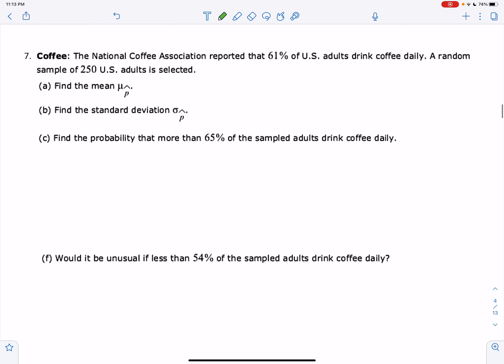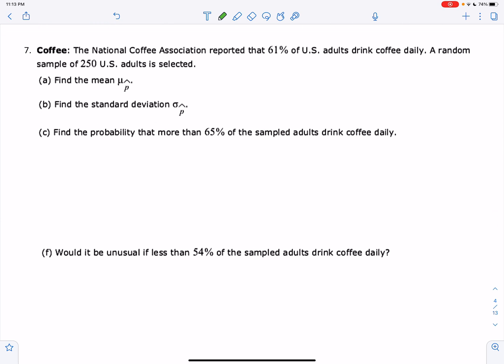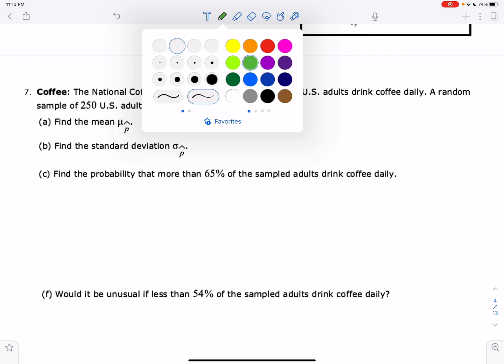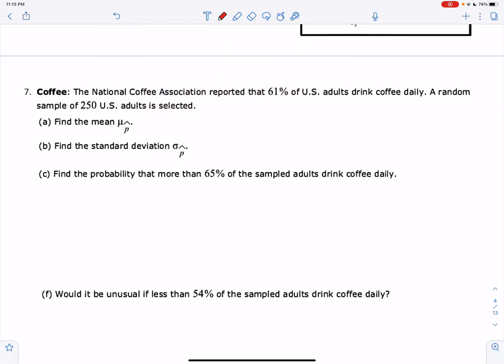All right. Let's take a look at another one. Coffee. The National Coffee Association reported that 61% of U.S. adult drinkers, 61% of U.S. adults drink coffee daily. A random sample of 250 U.S. adults is selected. Something to note here is that they're saying the National Coffee Association reported. This number right here is actually talking about the population. Okay, so this is the population.